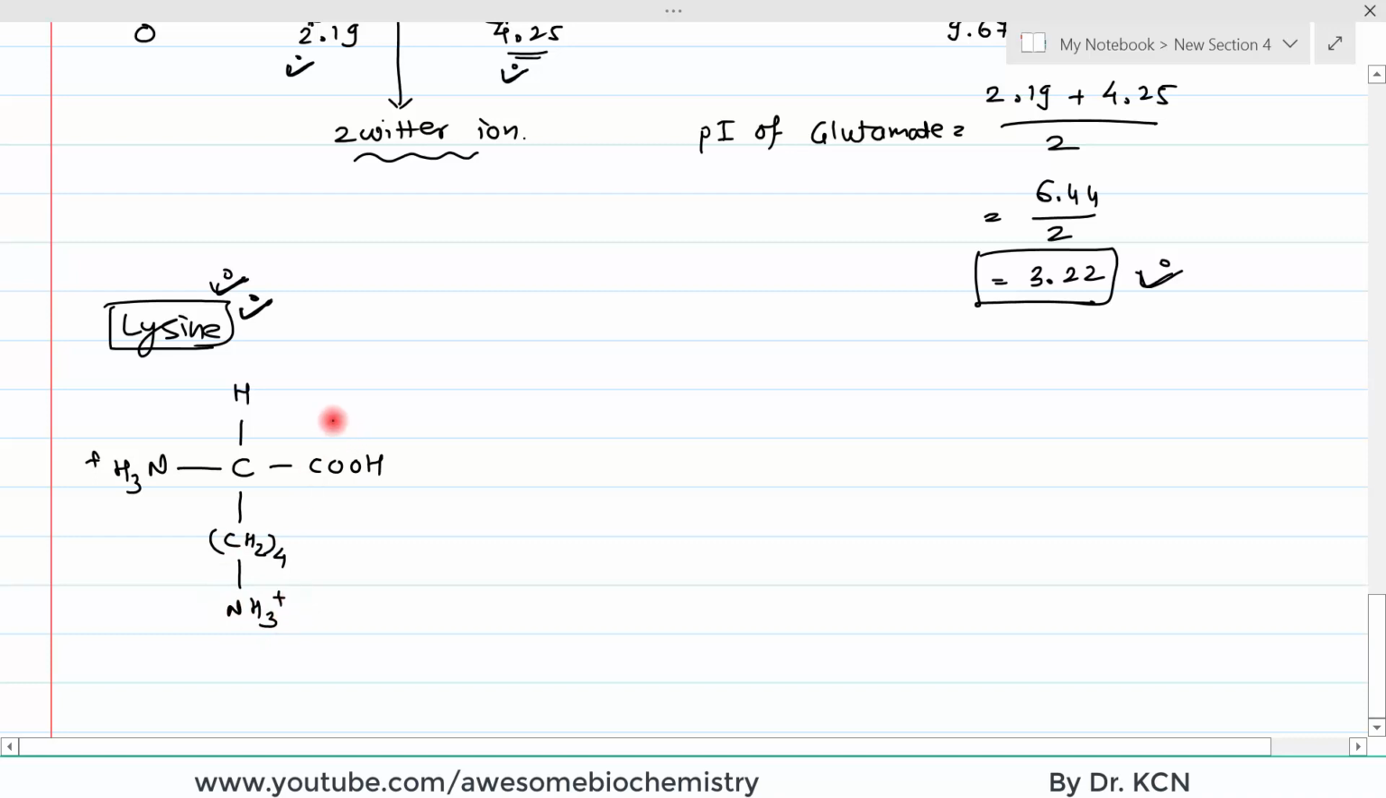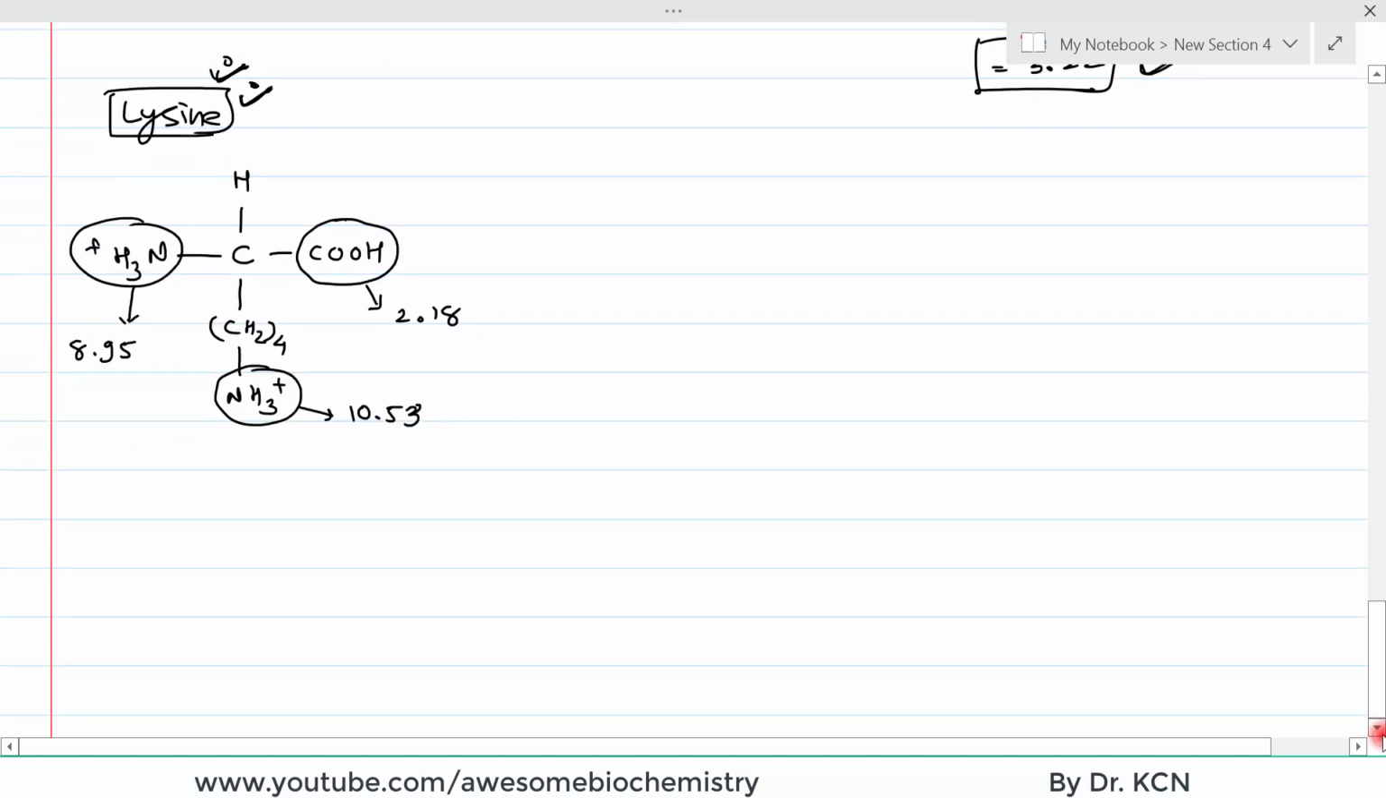Okay. The second requirement is that we have to know the pK value of all the ionizable groups. So, here the pK value of this COOH is 2.18. The pK value of the side chain amino group is 10.53, and the pK value of this alpha amino group is 8.95. Okay. So, now we have to calculate the pI or the isoelectric pH of the lysine.